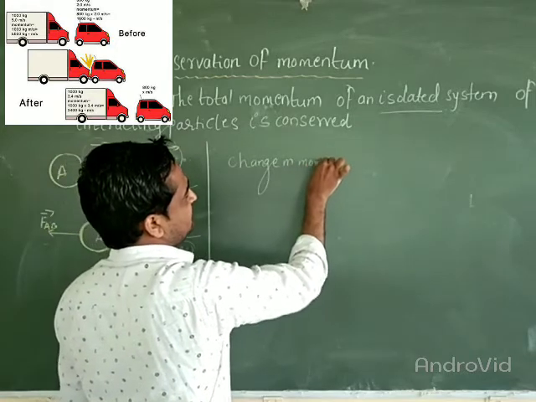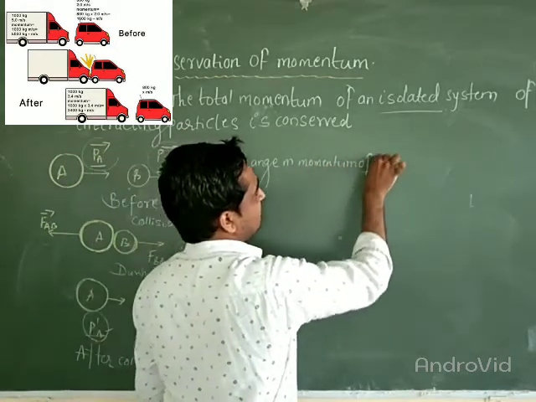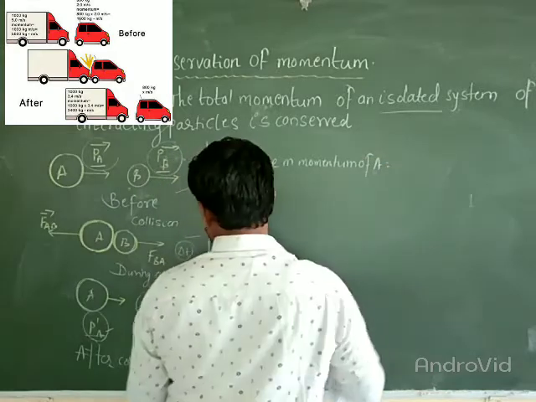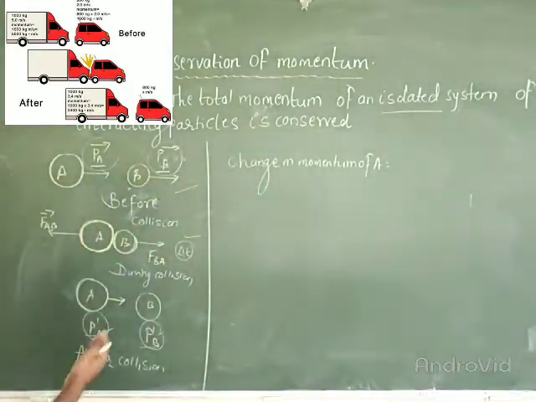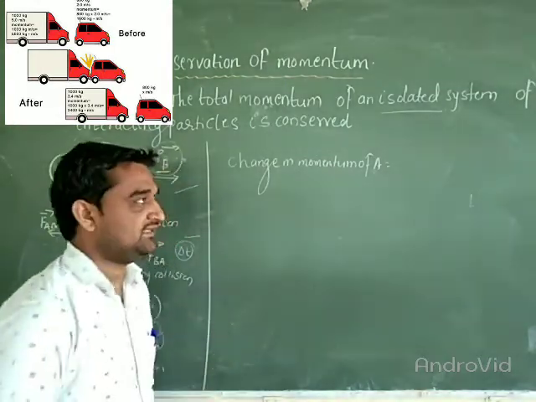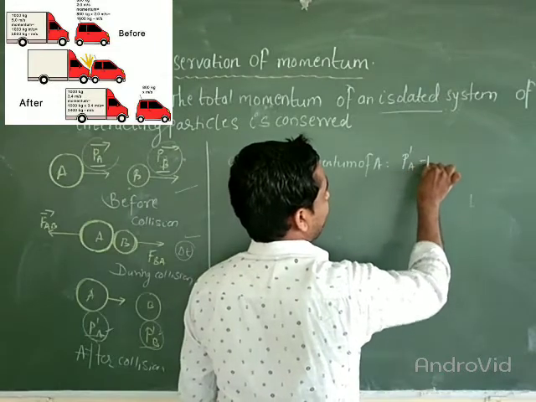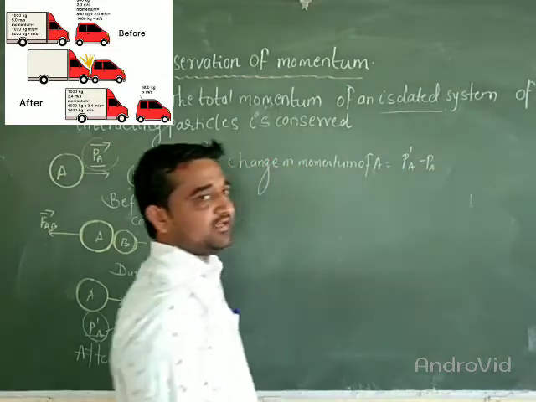Change in momentum of A is equal to what here? Final momentum minus initial momentum. That is equal to what? P dash A minus PA, right?